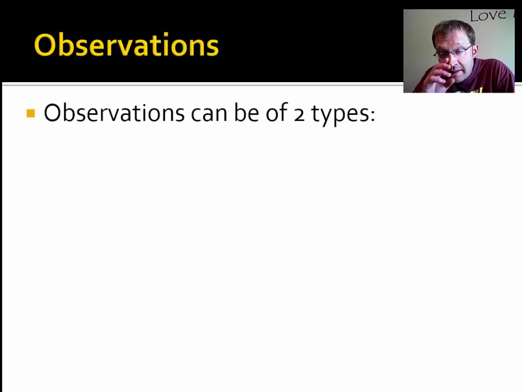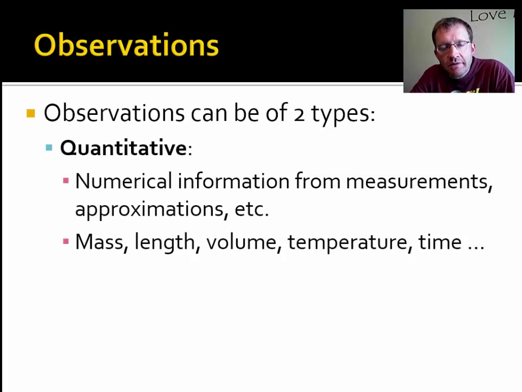There are basically two kinds of observations, and no matter which of these two types you're working with, you want them to be as good as they can be, high quality. Okay? The first is called a quantitative observation. A quantitative observation is something numerical, something that's got numbers in it based on measurements that you've taken, or sometimes even just approximations that you've taken. These could be things like mass, length, volume, temperature, time, lots of things. As we look at calculations with chemistry, we think about chemistry as being a lot of math. It's because there's a lot of quantitative observations.